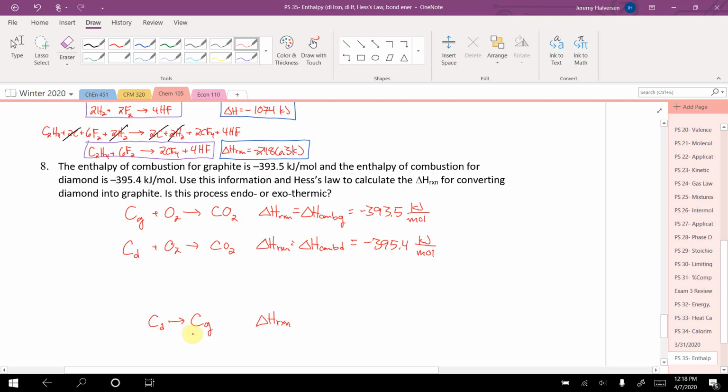Okay, well, let's use Hess's law. I need diamond on the left. I've got it. I need graphite on the right. I don't have it. It's on the left. So let's get it. Let's flip that equation. When I flip that equation, I've got to flip the delta H. Now it's no longer the delta H of combustion of graphite because this is not the combustion reaction of graphite, it's the opposite.